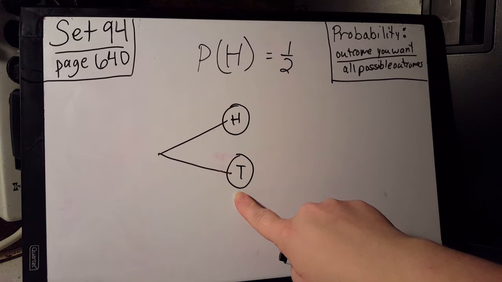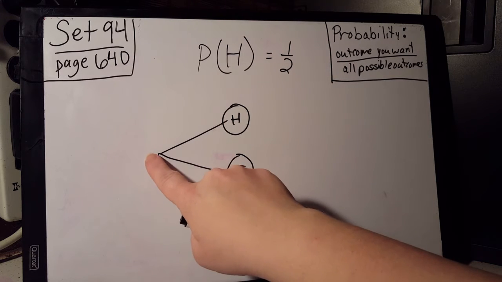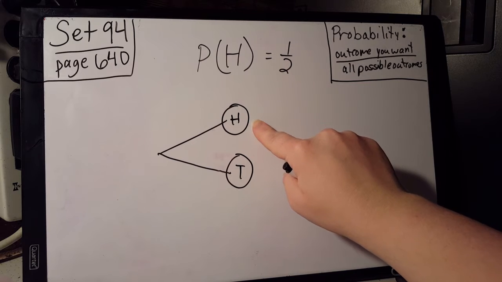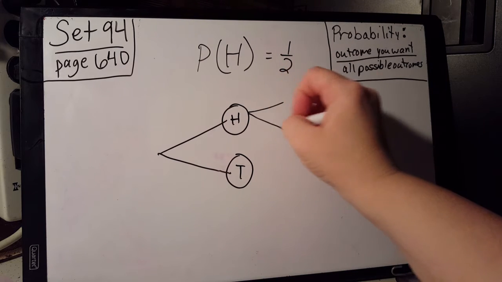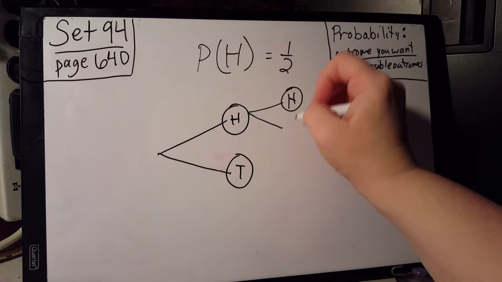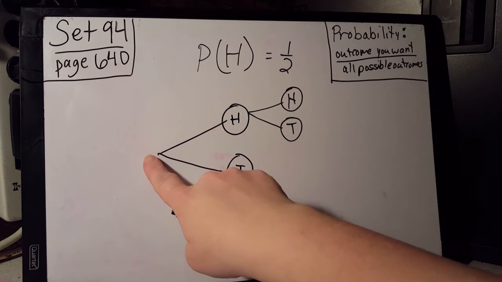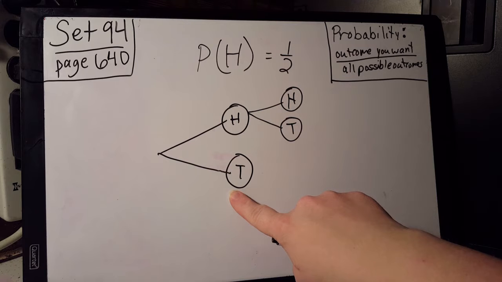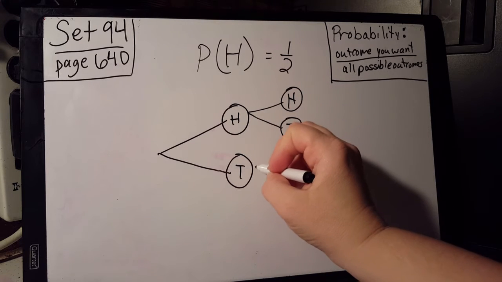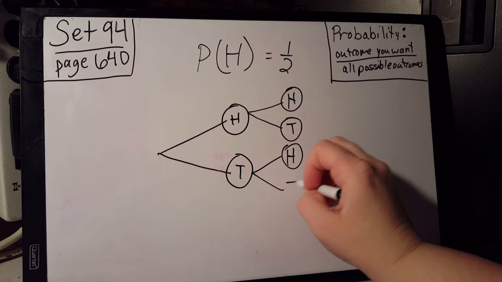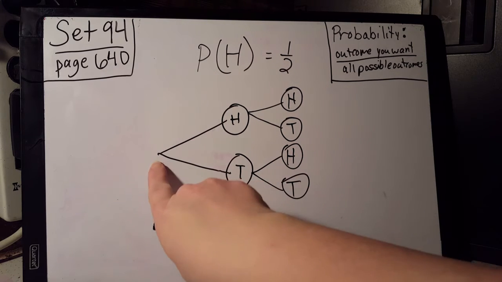Now, what if we toss the coin a second time? Let's say we tossed the coin the first time and we got heads. We tossed it a second time and there's two possible outcomes. Again, we could either get heads again or we could get tails this time. On the other hand, if you got tails the first time, then on the second toss you have another possible outcome of getting heads, or you could get tails again.